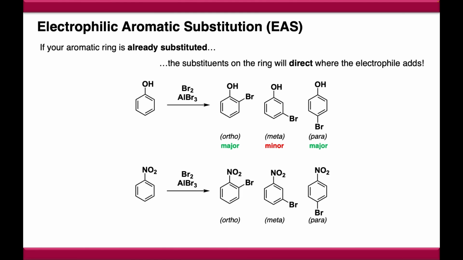But if we take nitrobenzene and we treat it with exactly the same reaction conditions, okay, we've seen what happens with phenol. Surely the same thing happens with nitrobenzene then. We're going to end up with ortho and para product for some reason. No, we end up with pretty much exclusively meta product in this case. So what's happening here is that the substituent that's already on the benzene ring is directing where your electrophile attaches to.